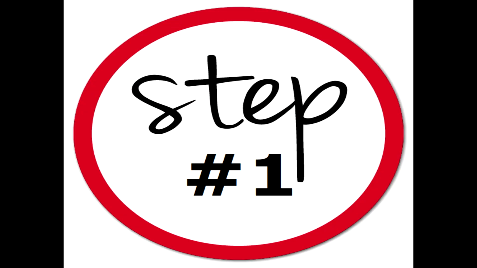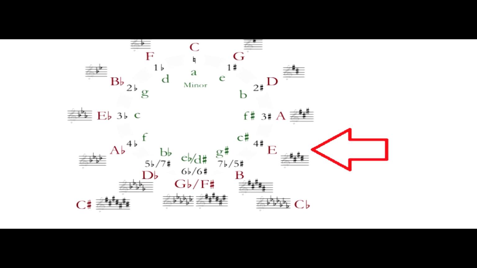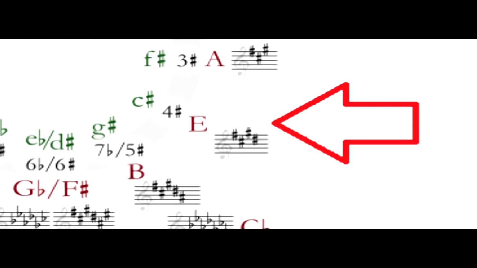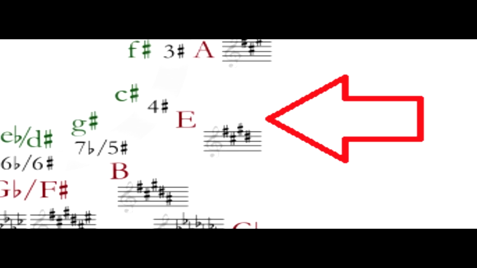Step number 1. Choose the key you will be composing in. Let's look at the most popular used ones, which are found in the circle of fifths, and choose a random major scale. Let's say the E major.